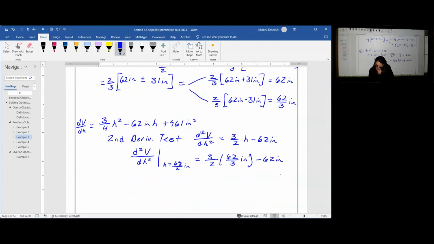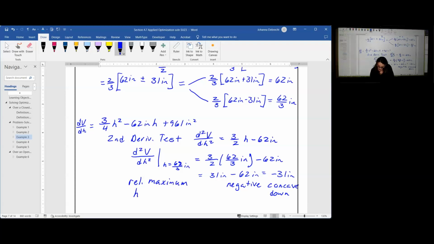When I multiply this out, I end up with 31 inches minus 62 inches, which gives me a negative 31. I'm not interested in the number. What I'm interested in is the sign. It's negative, which tells me it must be concave down. Because it's concave down, I must have a relative maximum there. And that's what I'm looking to do, maximize the volume.